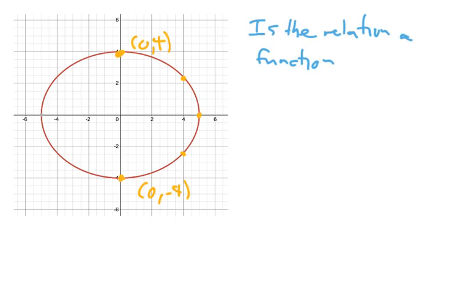Well, let's try this again. There we go. One point directly over another. Those two ordered pairs have the same first coordinate. That means this is not a function.